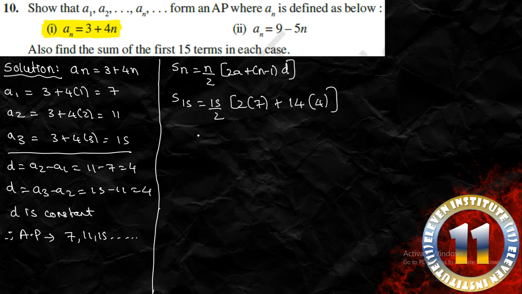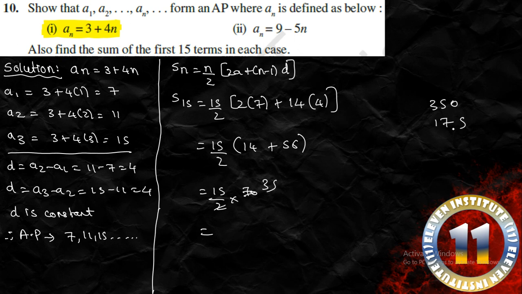You can see 2 is common over here, but numbers are simple, so we will not take common. 7 2s are 14 and 14 4s are 56. 56 plus 14 is 70. So 15 upon 2 multiplied by 70. 2 will cancel over here, 35 times 15. So 35 into 10 will give us 350, and half of 350 is nothing but 175. When you add them, we get 525. So S15 is equal to 525.